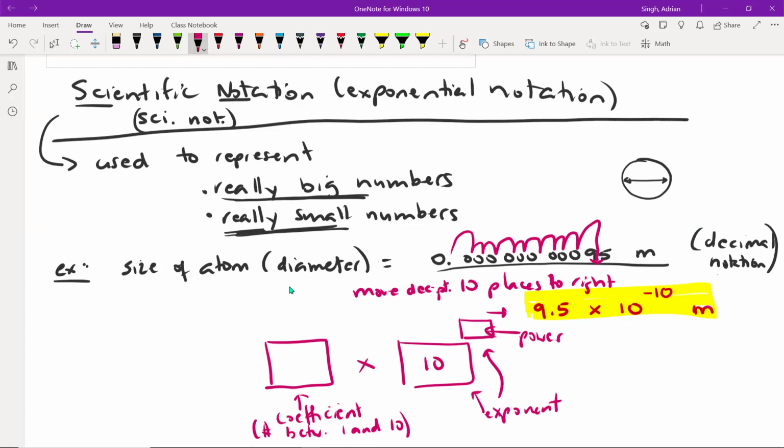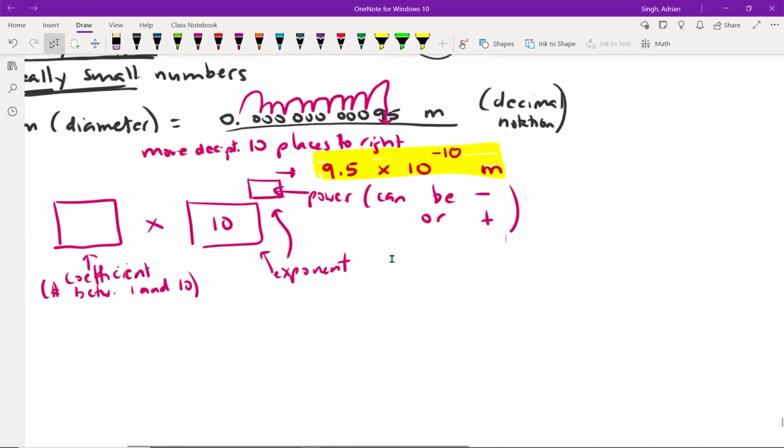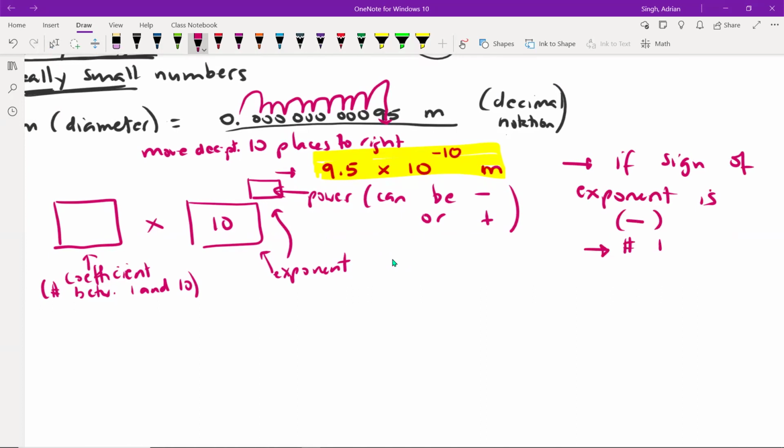So the power, as we saw in the example above, can be a negative or positive value. And right away, we can come up with a general rule and develop some intuition about the sizes of things written in scientific notation. If the sign of the exponent is negative, this means that the number is small. In this case, 9.5 times 10 to the negative 10, once I look at that power of 10, I know right away that it is going to be an incredibly small number.